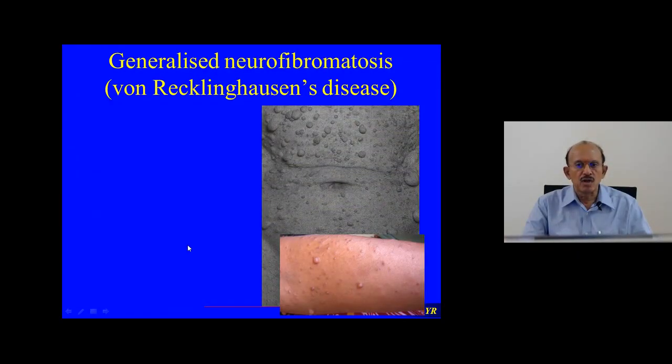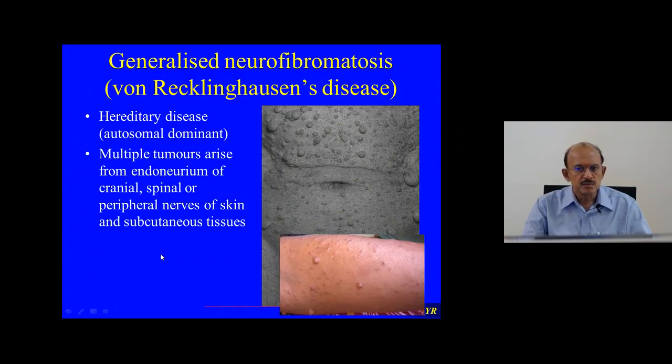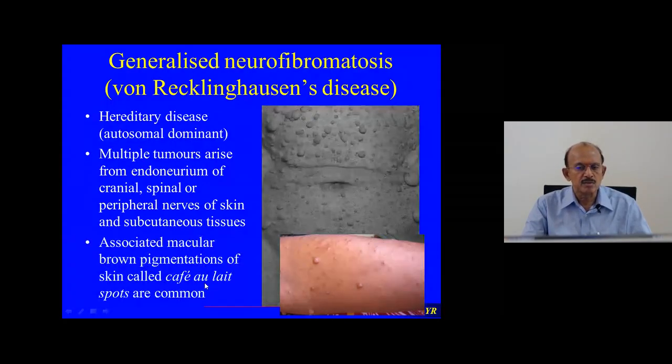Then generalized neurofibromatosis is called von Recklinghausen's disease. You can see here there are multiple nodules. These are all neurofibromatous nodules developing over the skin. It is a hereditary disease. It is an autosomal dominant disease. Multiple tumors arise from the endoneurium of cranial, spinal, and peripheral nerves of the skin and subcutaneous tissues. So these all appear from the nerve fibers.